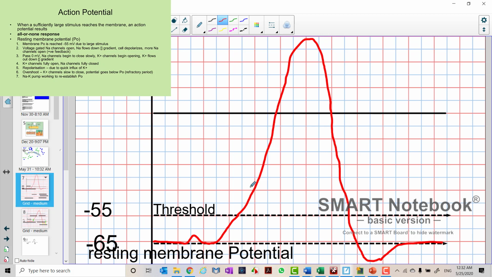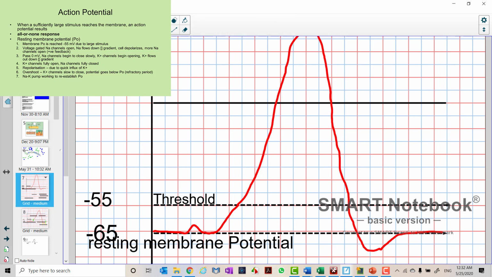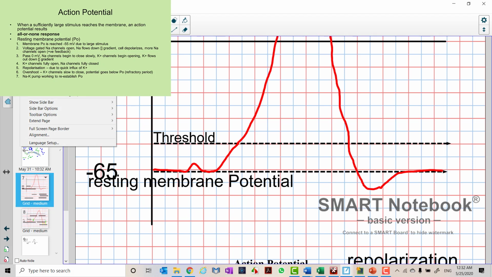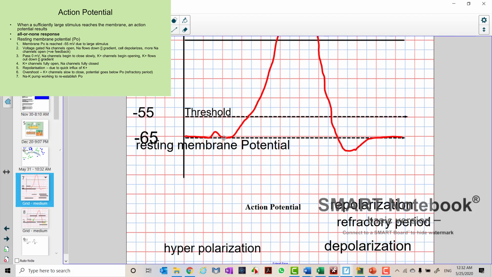And that is the action potential. So a bunch of things just happen. You'll notice I use a bunch of terminology. Let me see if I can change my view here. I'll zoom 150. There we go.